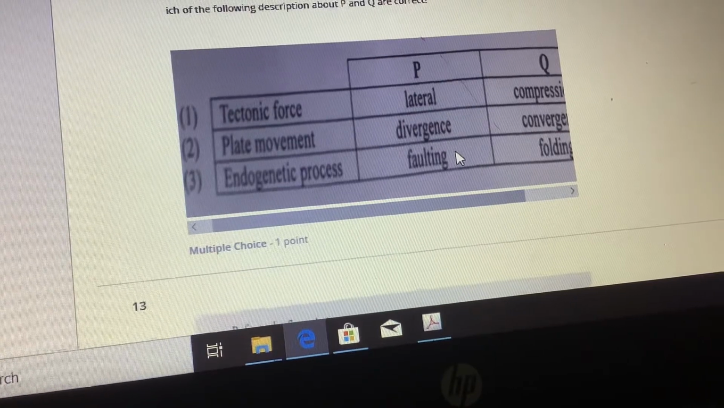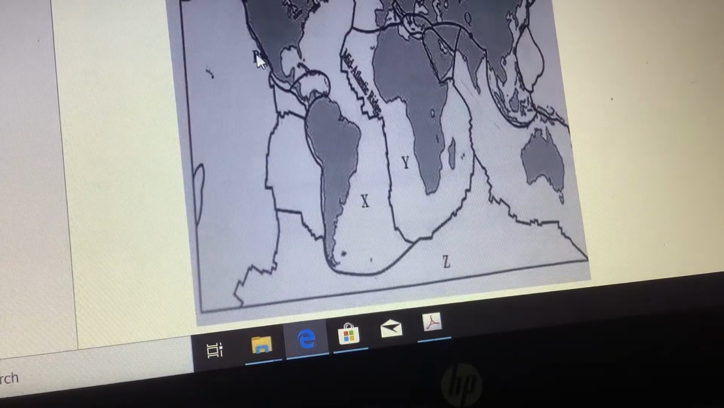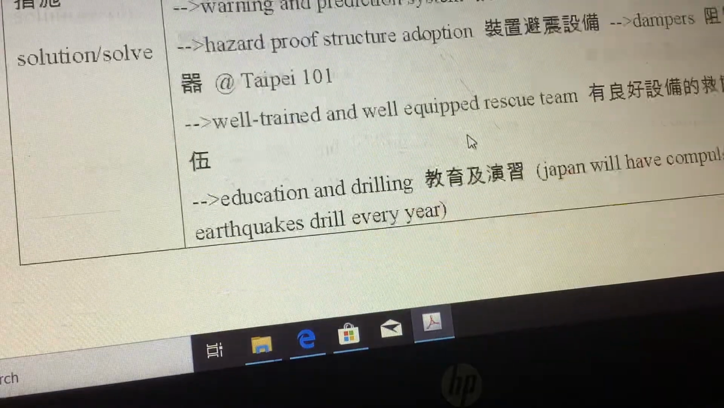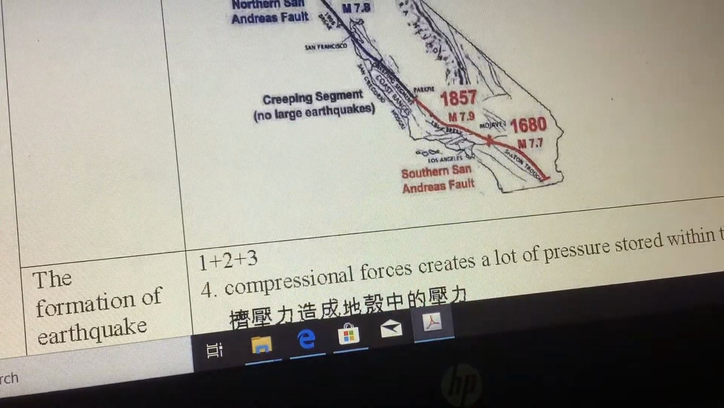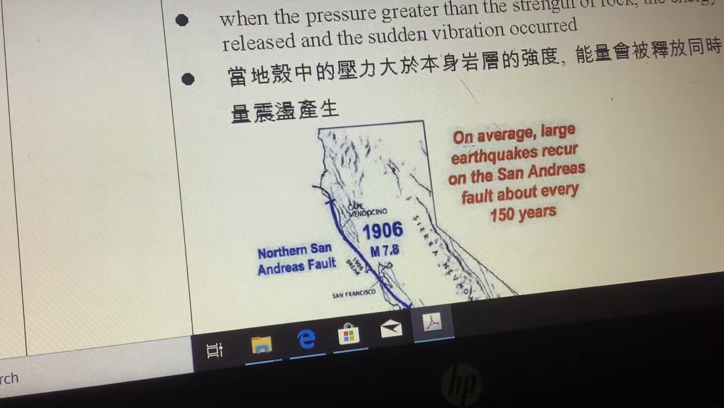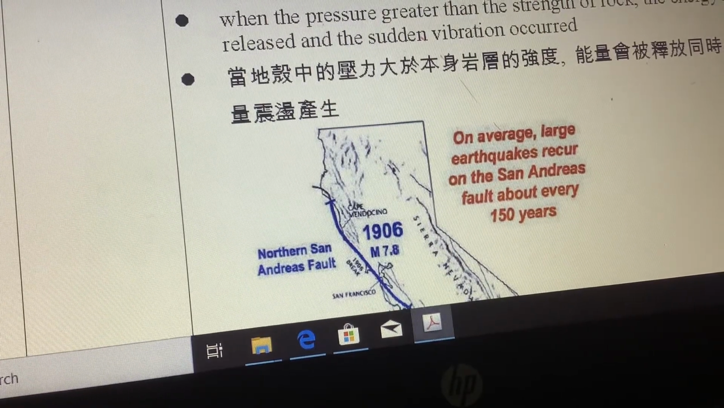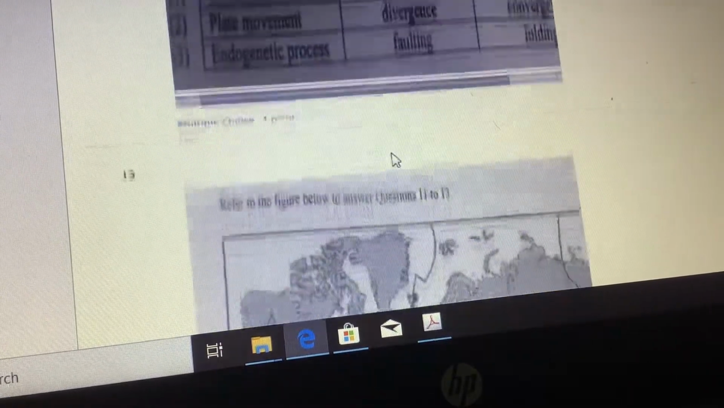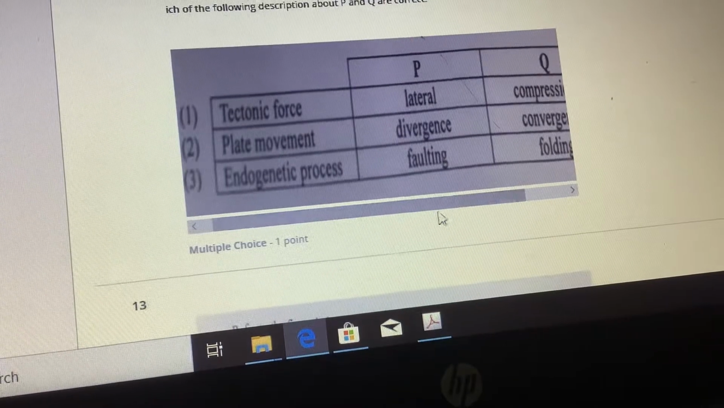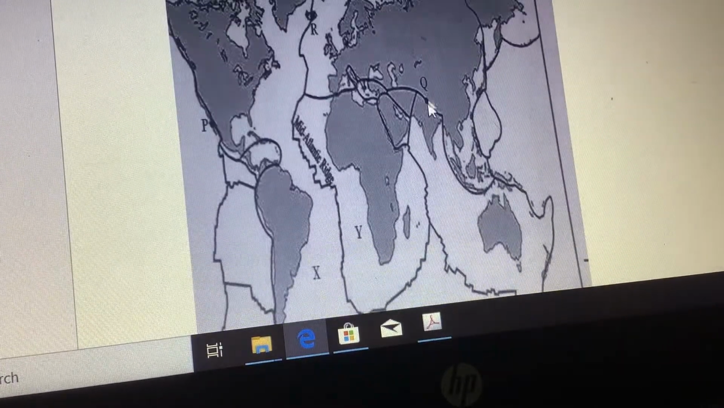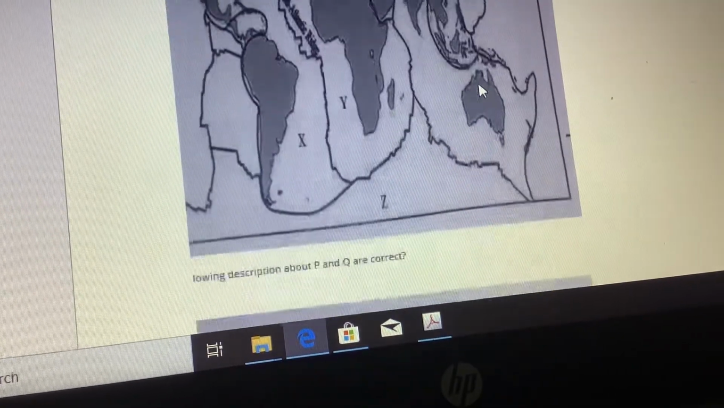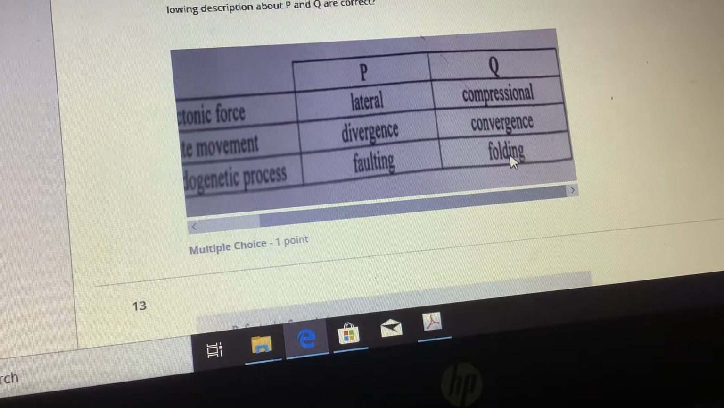And then endogenetic processes. As I said before, P is the San Andreas fault. Let's check it out again. This one is the San Andreas fault, right? This is a fault, right? So accordingly, for P, faulting will occur. But for Q, as I have said before, what is the Himalayas? The Himalayas is a fold mountain, and for fold mountain, folding will occur definitely.